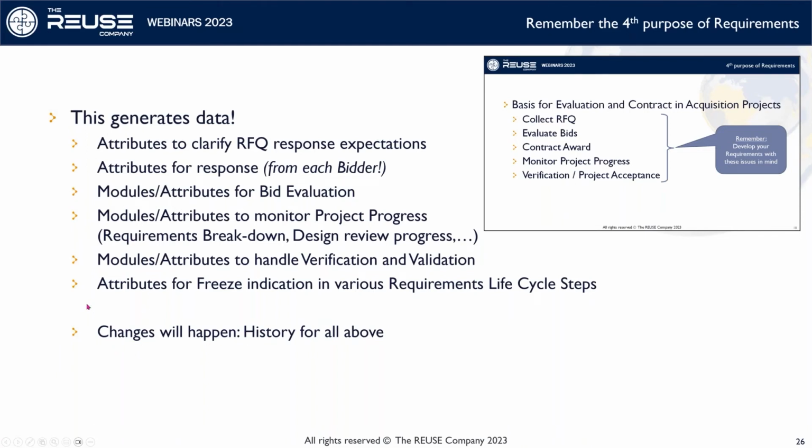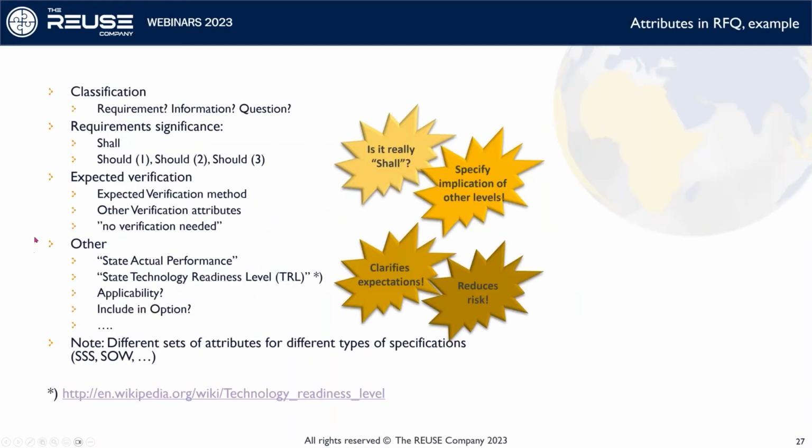So even if you have some sort of response, you may have an updated response, you may need to update rules for responding, and all sorts of things. So you need to maintain history for all of this. I'm mentioning here attributes to clarify your expectations on the response. Let's dwell on that for a minute too.